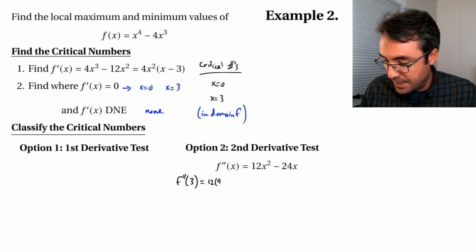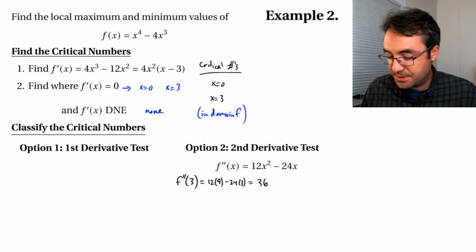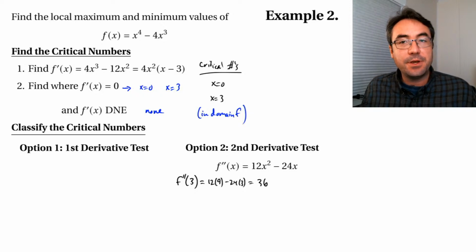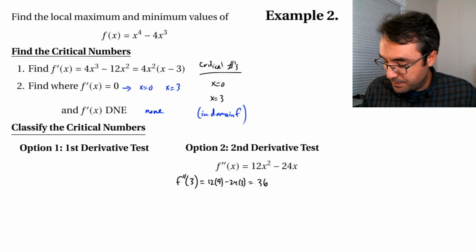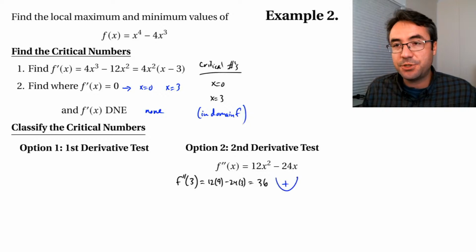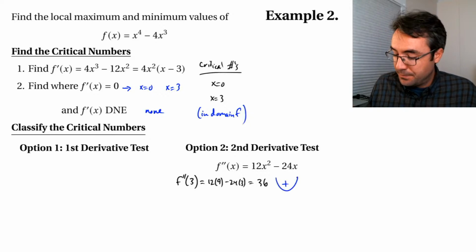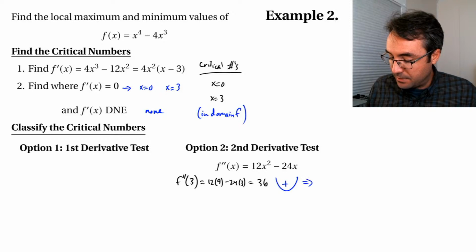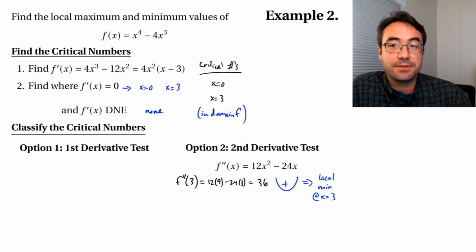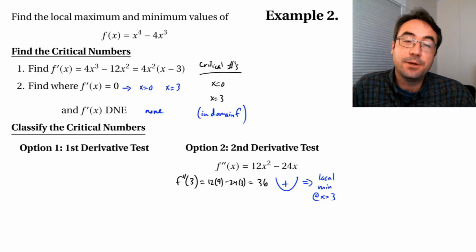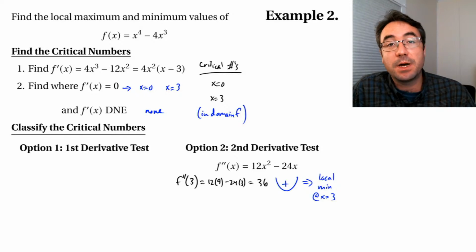We get 12 times 9 minus 24 times 3, which is 36. We don't really care about the number, we just care about the sign of the number. So this is positive, which means we have a concave up shape. So draw in the shape, and that tells you then we have a local min at x equals 3. So that's what the second derivative test tells us. If the second derivative is positive, we have concave up shape, which means we must have a local min there.